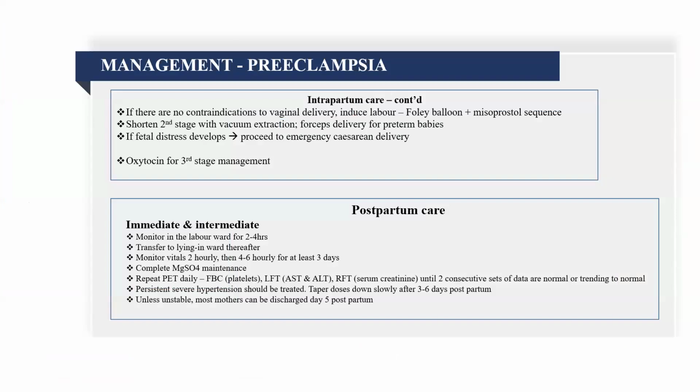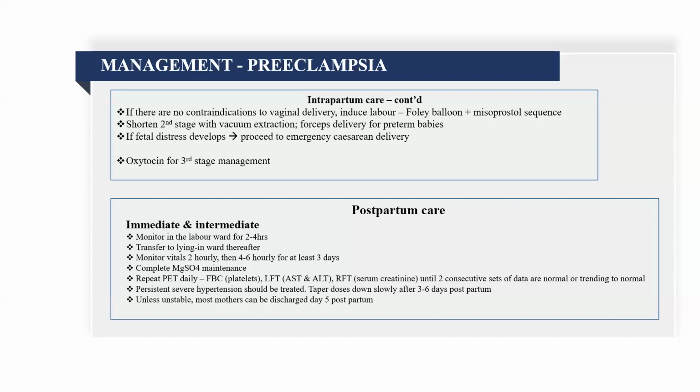So we continue with the intrapartum care. If there are no contraindications to vaginal delivery, you induce labor with Foley's catheter induction with misoprostol sequence. Then you shorten the second stage with vacuum extraction. But if it's a preterm, you do a forceps delivery to hasten the second stage. If at any point there's fetal distress developing, you stop all that and then you prepare and proceed to emergency cesarean section. Then you use oxytocin for active management of the third stage.